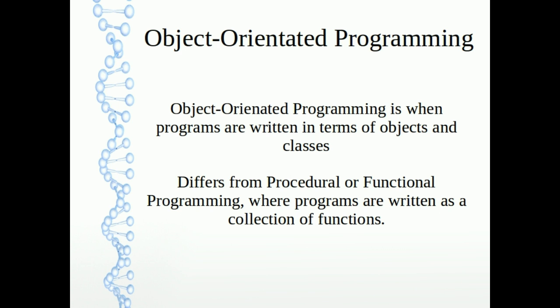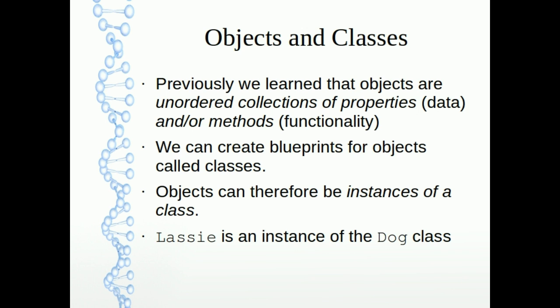Object-Orientated Programming is of course when programs are written in terms of objects and classes, and this differs from procedural or functional programming, where programs are written as a series of functions, or sometimes termed modules. Previously we learned that objects are unordered collections of properties, meaning data, variables, sometimes termed fields, and methods, by which we mean functions. Therefore, properties are things an object has, for example, name, age, height, and weight, whilst methods are things an object can do, for example, walk, run, swim, fly, and so on.